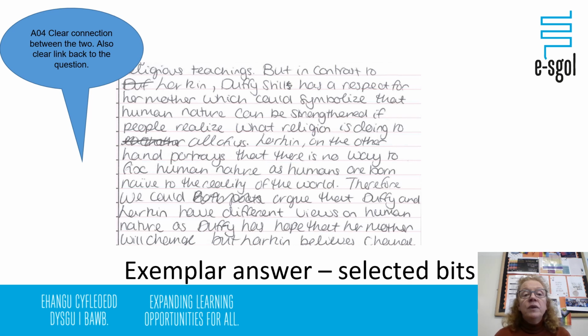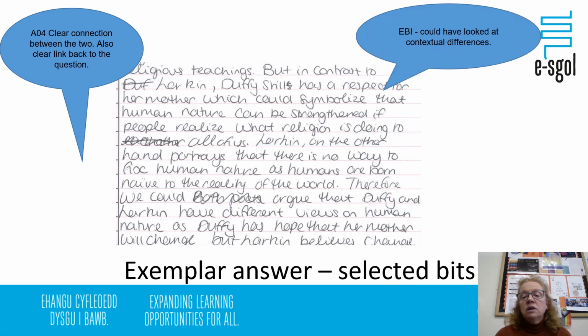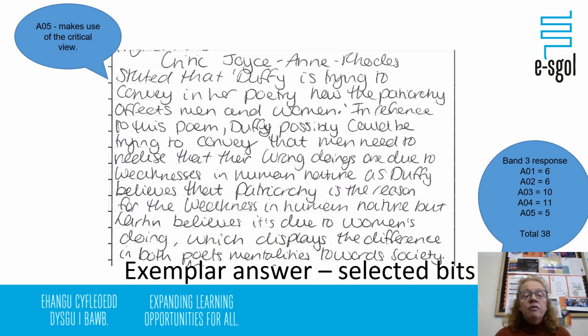They make a connection: in contrast to Larkin, Duffy still has a respect for a mother, which could symbolise human nature to be strengthened. So you've got the connection being drawn there. But they could have looked at the contextual differences. They could have looked at the differences in the way that they were brought up, their family expectations. And then finally, critic Joyce Ann stated that Duffy is trying to convey in her poetry how the patriarchy affects men and women. So they're actually making use of the critical view, not just saying that critic has got a point, but actually making use of that.